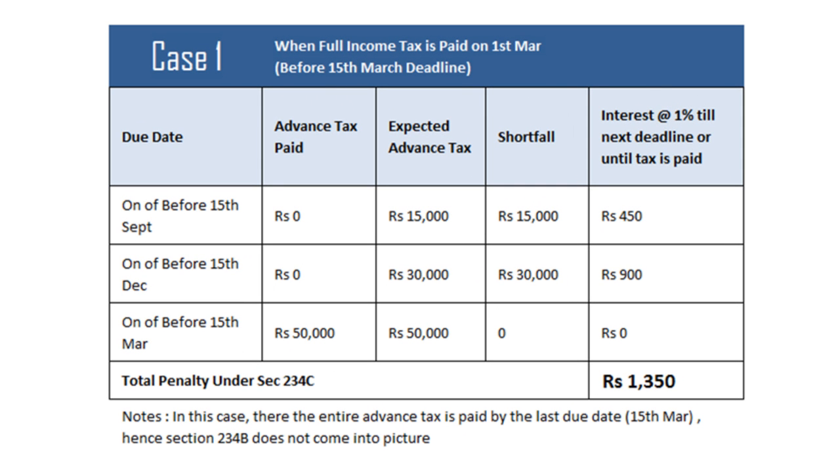Here the assumption is that this person pays his full income tax on 1st of March. He pays 100% of his tax, which is 50,000 rupees, on 1st of March. Then what happens? You can see this table, with different rows for all the 3 deadlines. On 15th of September, this person pays 0 rupees, but the expectation was 15,000 rupees, which is 30% of his total income tax of 50,000 rupees. The shortfall is 15,000 rupees, and hence 1% is charged on this, which is 150 rupees, but he will have to pay it for 3 months because the next deadline comes after 3 months, which is 15th of December. So the penalty is 450 rupees.